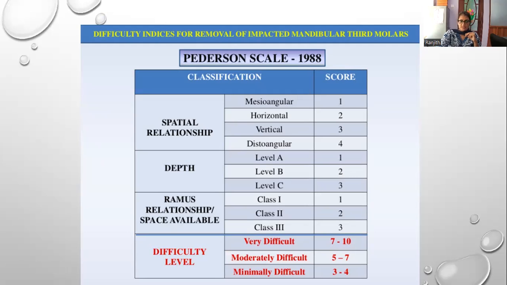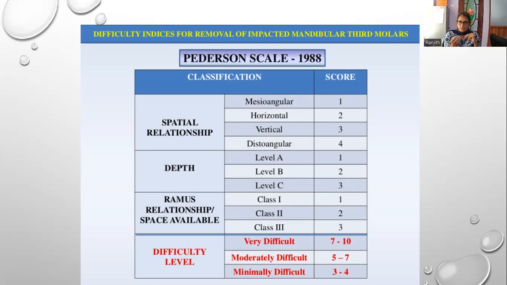The Pedersen scale has classified it based on the spatial relationship, all the classifications that we earlier spoke about. That is, based on the depth and the ramus relationship for space availability between the distal surface of the second molar and the ramus of the mandible. Based on spatial relationship or angulation, it has been classified as mesioangular, horizontal, vertical, and distoangular.